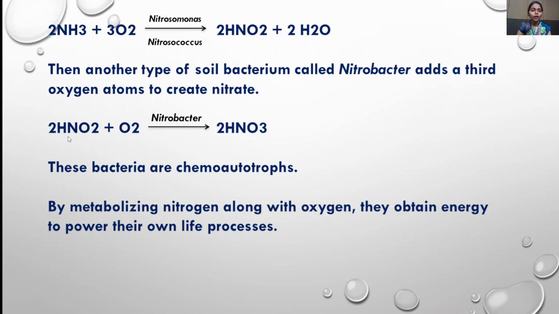So, 2HNO2 plus O2 is converted into 2HNO3 in the presence of Nitrobacter. These bacteria are chemoautotrophs. By metabolizing nitrogen along with oxygen, they obtain energy to power their own life processes. Moves to the next slide.